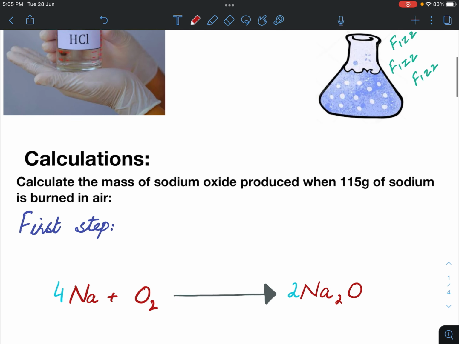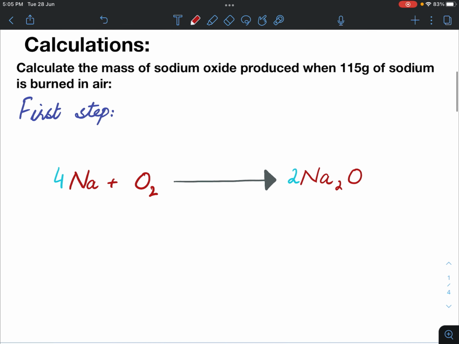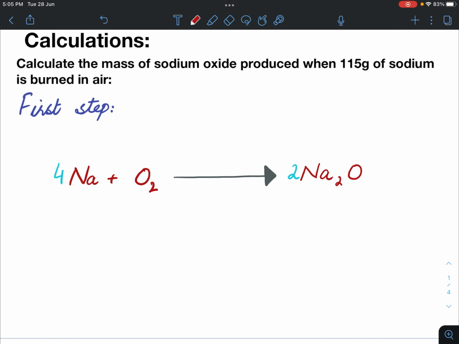Now let's calculate the mass of sodium oxide produced when 115 grams of sodium is burned in air. First step first, write down the equation and balance it out. As we want the mass of sodium oxide, first of all, we are going to have to find the number of moles of sodium oxide that are going to be produced. And to do that, we have to work out the number of moles of sodium we started with.